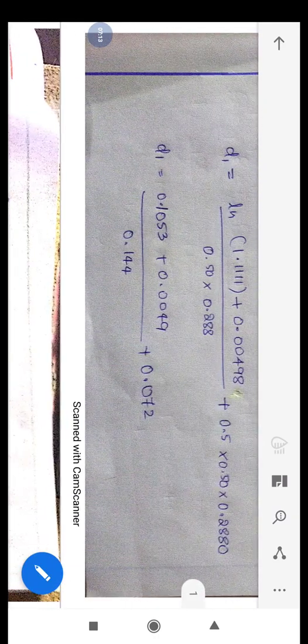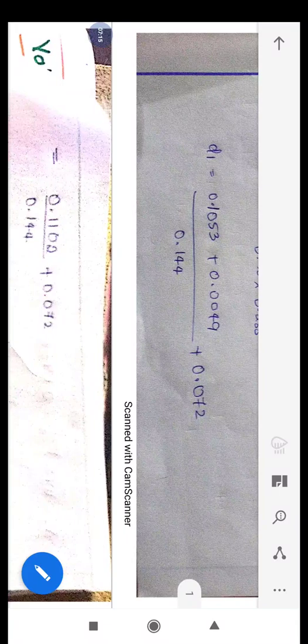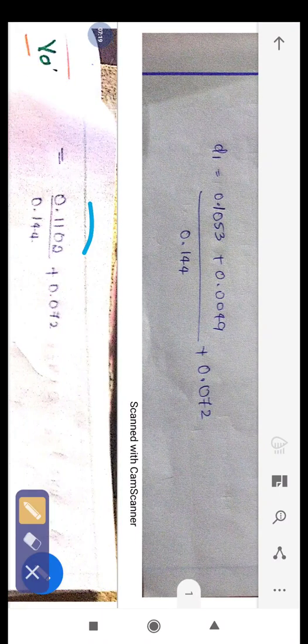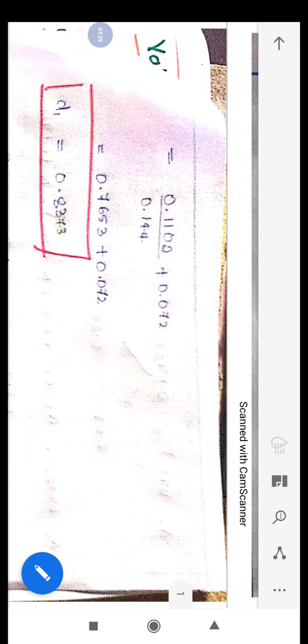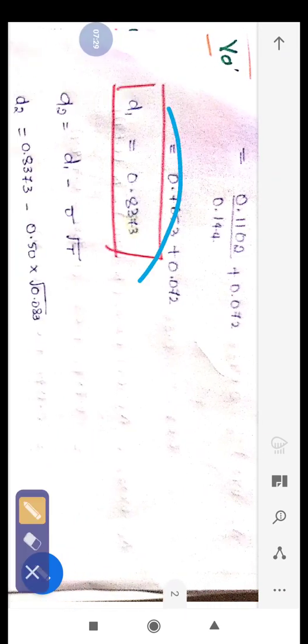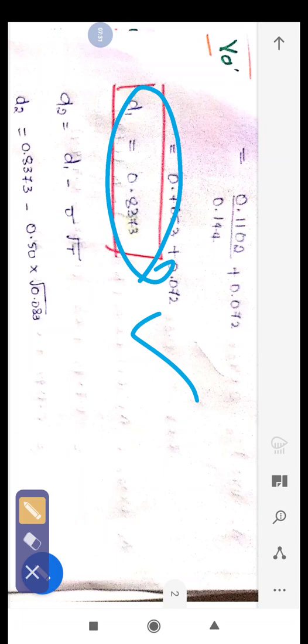Next, after adding 0.1053 plus 0.00049, the answer will be 0.1102. Just divide it, and after simplifying it, the D1 will be 0.8373. So 0.8373 will be the D1.